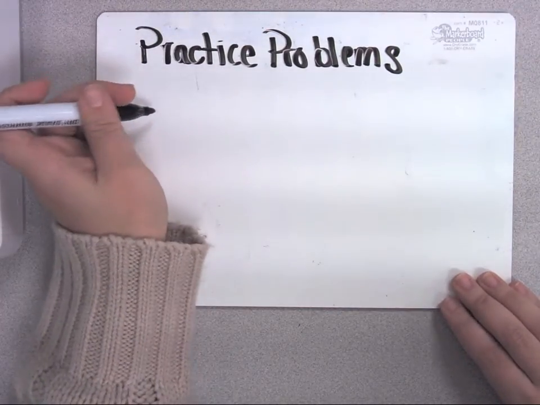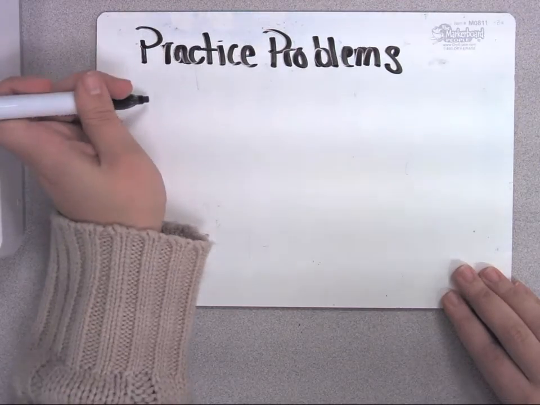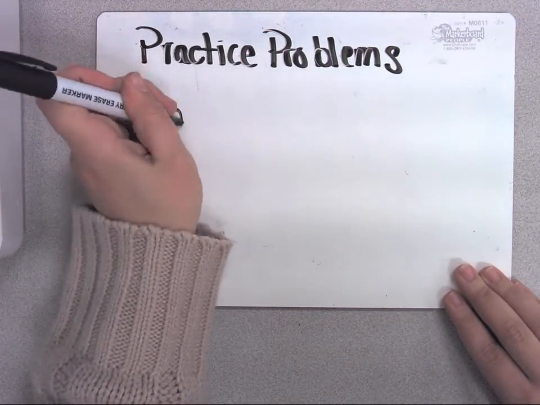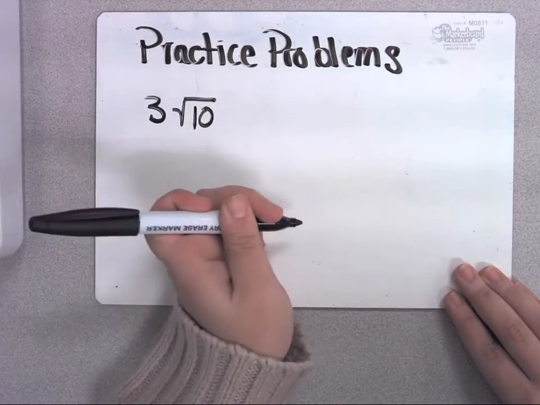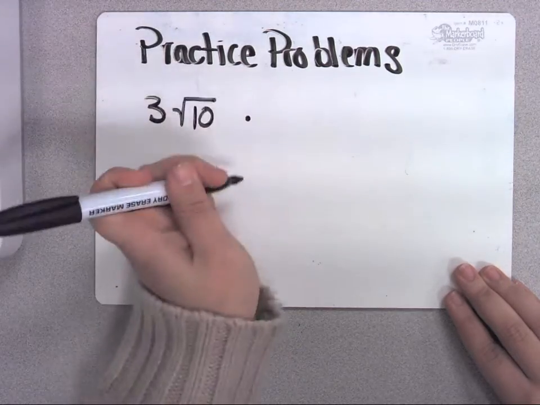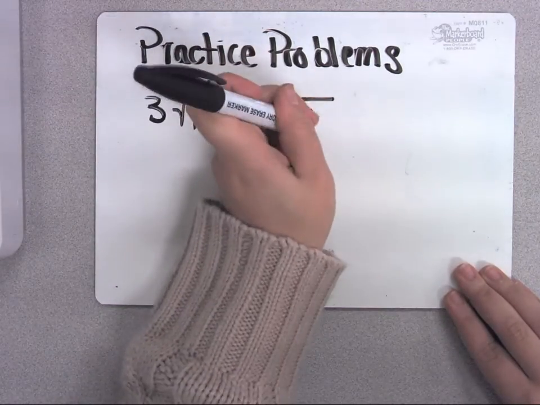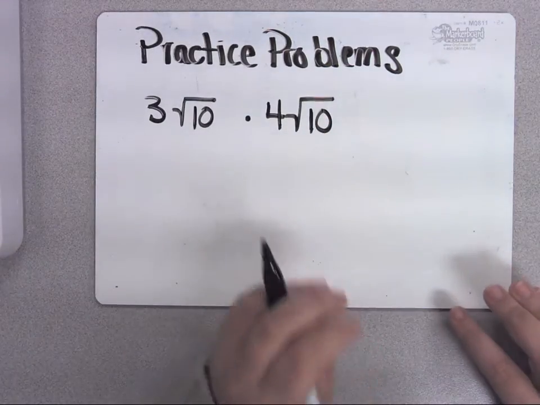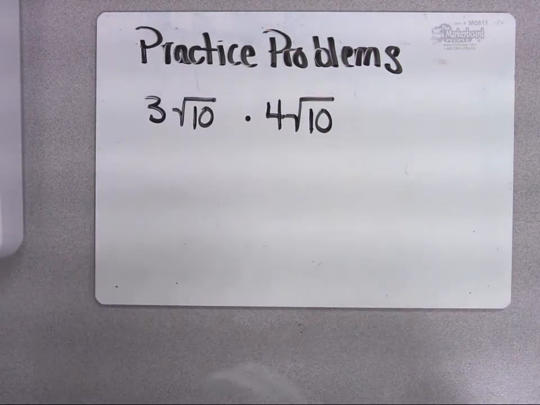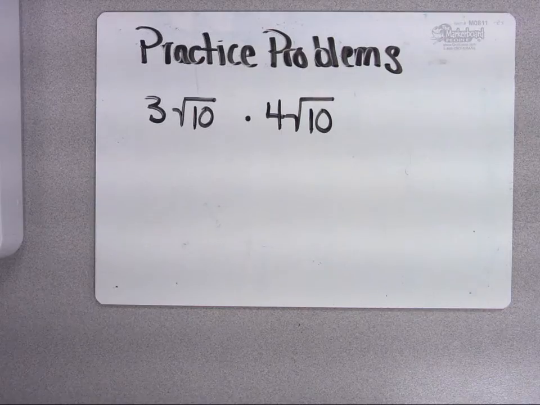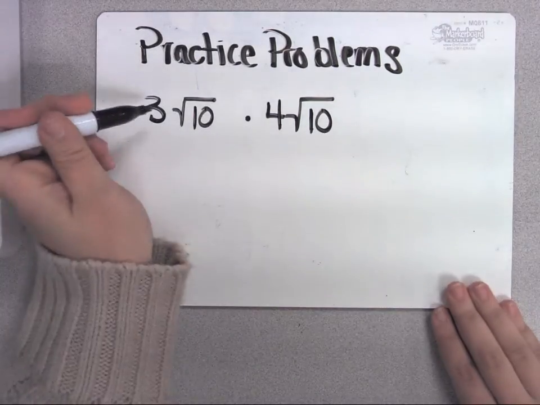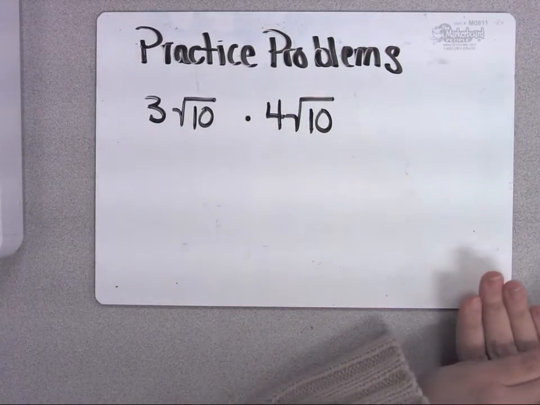Okay, how about we start with this one? 3 square root 10 times 4 square root 10 also. Okay, so we'll just do one of each to see how we go. How do we solve a problem like this? What are we going to do first?